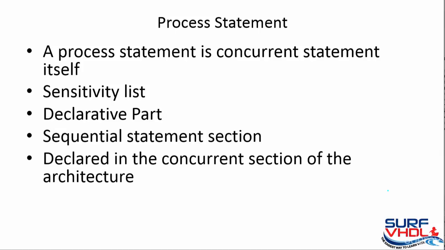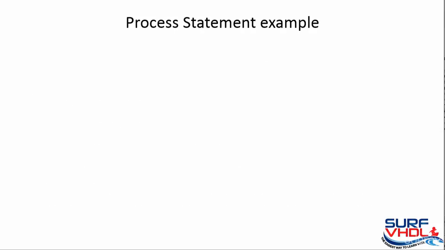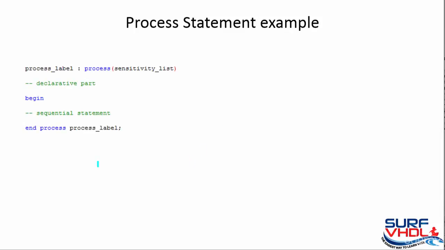The process statement is declared in the concurrent section of the architecture. Two different processes are executed concurrently. The process statement declaration has an optional process label. You can avoid using a label, but I suggest labeling all processes you use. In fact, the code will be clear and it will be simple to arrange a simulation environment.